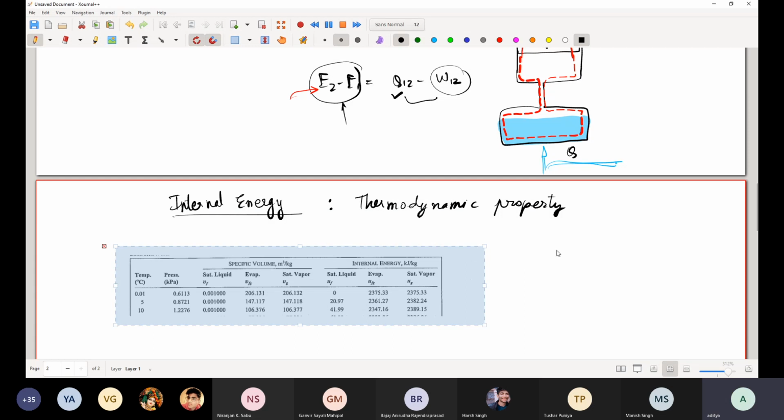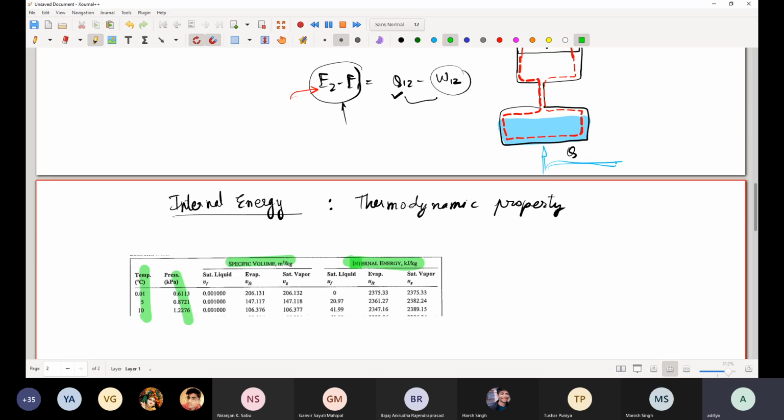You have already seen in the tables many times that internal energy is also listed in the table, meaning you can also specify the state by using internal energy. Temperature is always there, specific volume is always there, pressure, these three we have dealt with. But you will see in the tables that internal energy is always listed, meaning you can determine the state using internal energy as well. So temperature and internal energy can be a pair, or the specific volume and internal energy can be a pair, or the pressure and internal energy can also be a pair.